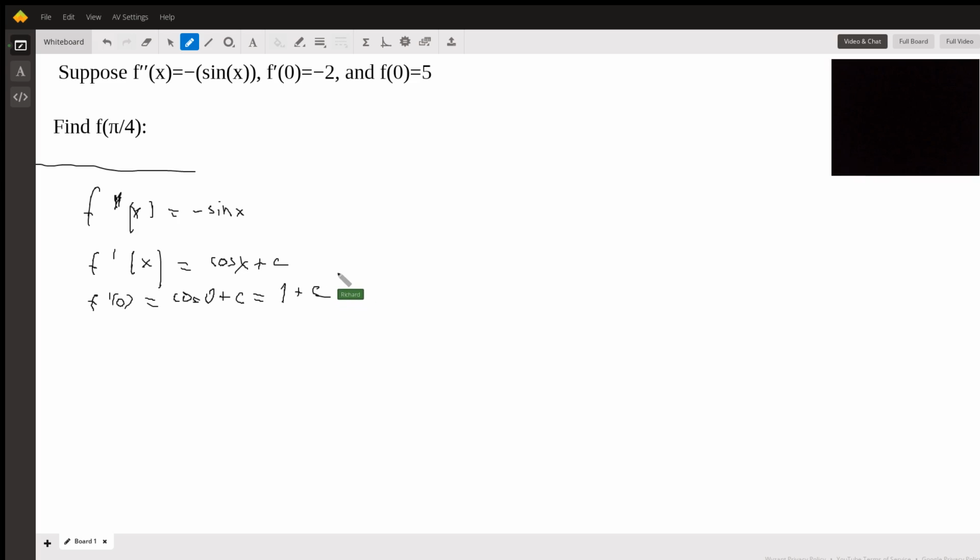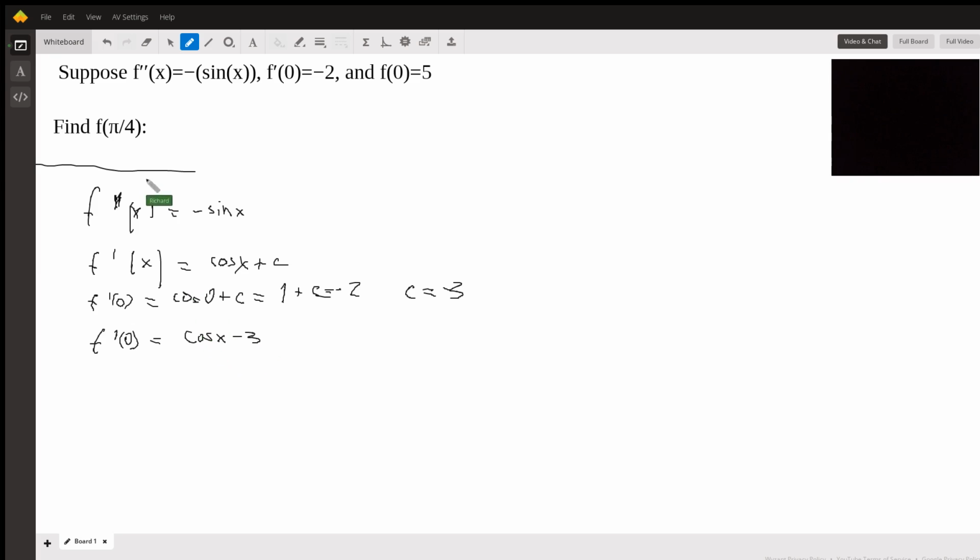The cosine of 0 is 1, so it's 1 plus c. And we're told that f prime of 0 is negative 2. What that tells us is that 1 plus c is equal to negative 2, and c has to be negative 3. You just subtract 1 from both sides. So now we have evaluated this constant, and we can write the first derivative as f prime of x equals cosine x minus 3.